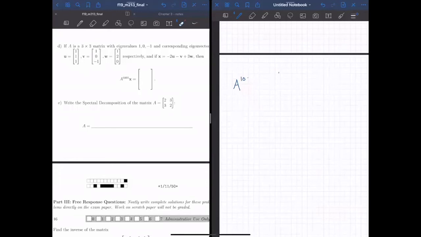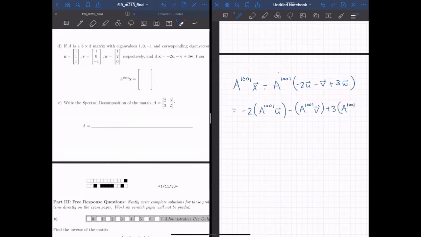So when we take A to the 1001 and multiply by the vector X, remember, the vector X is equal to -2 times U minus V plus 3 times W. Okay, so if I multiply that matrix in, I get -2 times A to the 1001 times U minus A to the 1001 times V, and then plus 3 times A to the 1001 times W. Okay? Everyone good on that so far?